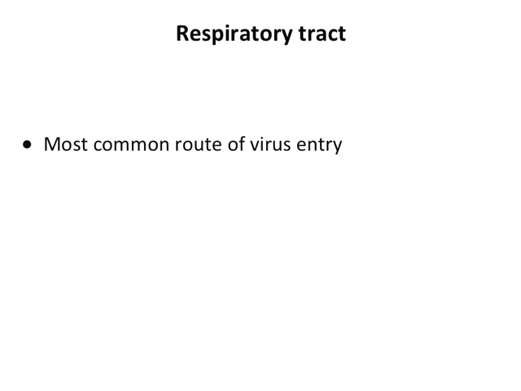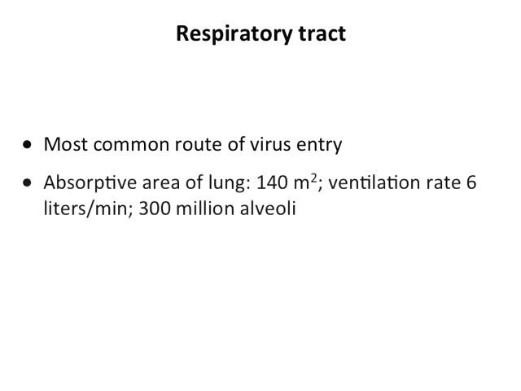Let's take a look at the respiratory tract. This turns out to be the most common route of virus entry. Why? A huge absorptive area, 140 square meters in your lungs. It's amazing. The ventilation rate is 6 liters per minute, with a lot of alveoli, so you're always sampling the air. Six liters a minute is a lot.